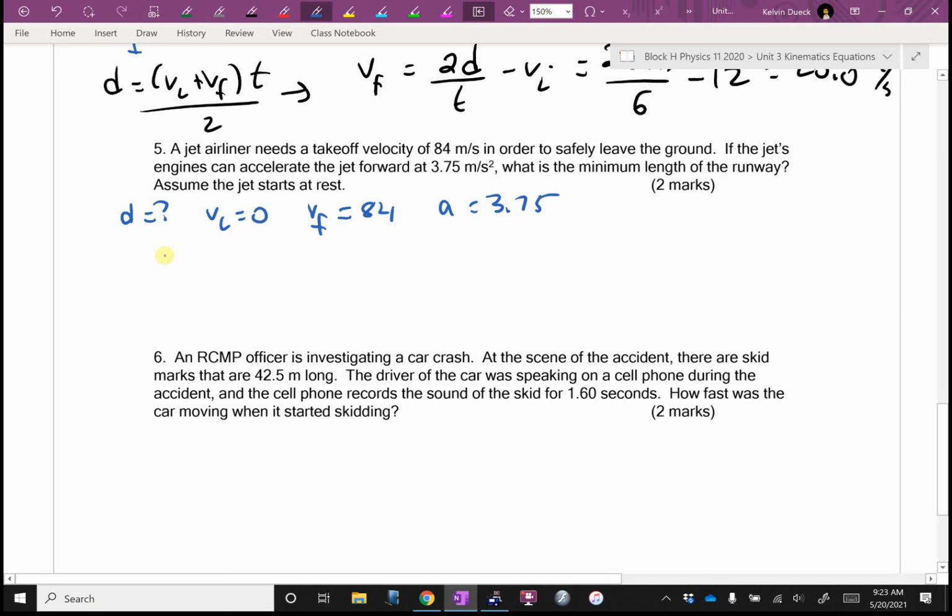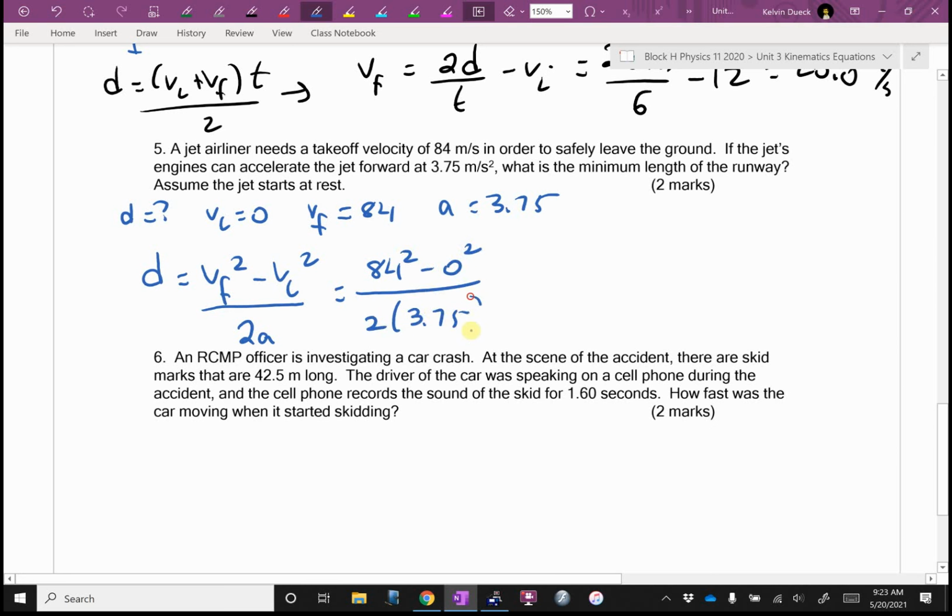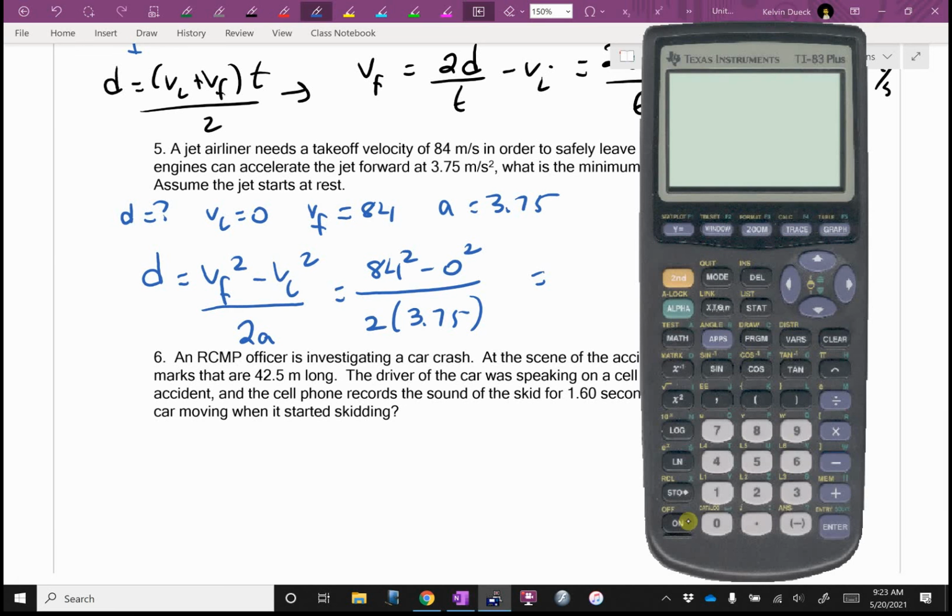I think it's going to be VF squared minus VI squared all over 2A. It's going to be 84 squared. Oh, this one I won't be able to do in my head. Divided by 2 times 3.75. I tried to make these numbers realistic, so you'll probably get something close to 1,000 meters, because that's typically minimum takeoff length for a jumbo jet. What do we get? Yeah, 941?